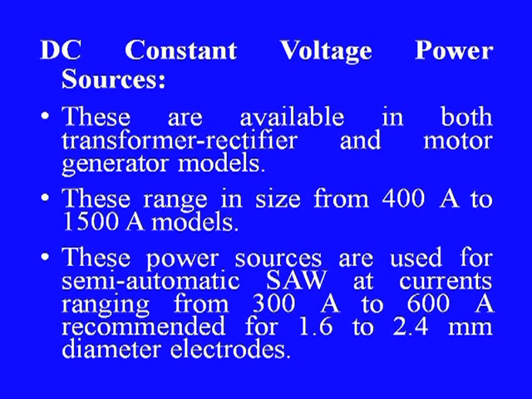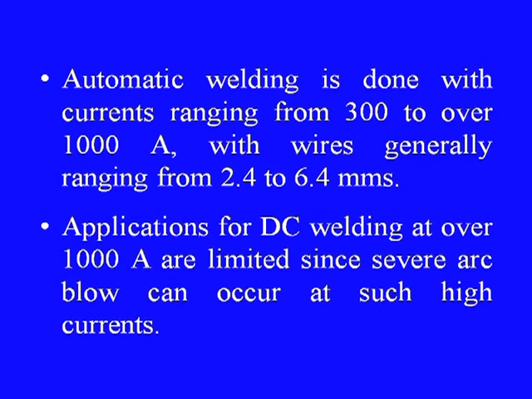These power sources are used for semi-automatic submerged arc welding at currents ranging from 300 ampere to 600 ampere, recommended for 1.6 to 2.4 millimeter diameter electrodes. As we have already discussed, size of the electrodes, that is diameter of the electrode, is also one of the important parameters to be considered. The automatic welding is done with currents ranging from 300 to over 1000 amperes, with wires generally ranging from 2.4 to 6.4 millimeters.